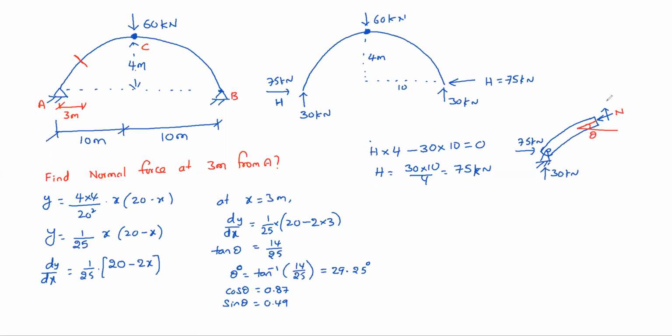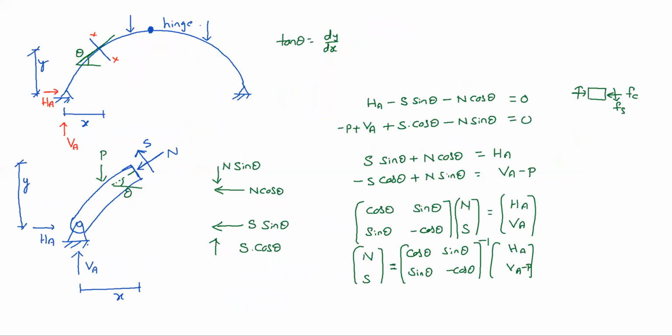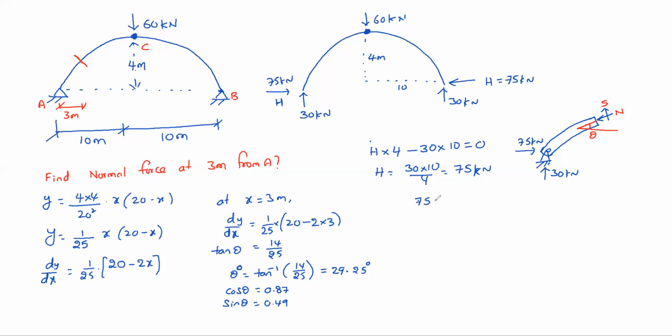So this is N, this is S. Okay, now what is that previous equation? Otherwise, we can freshly make it. So 75 rightward direction minus N into cos theta, N cos theta, horizontal direction. Okay. Minus S sin theta equal to 0, and vertical direction 30 minus N sin theta plus S cos theta equal to 0.